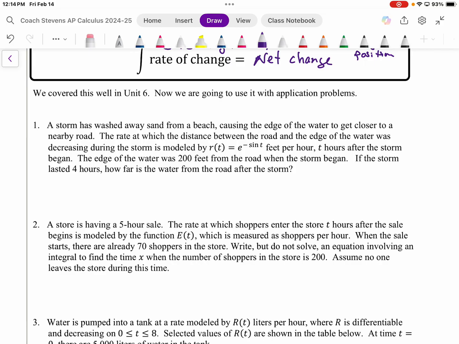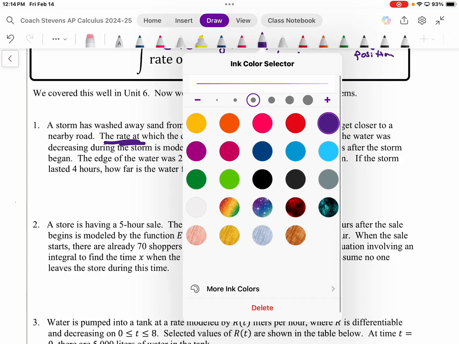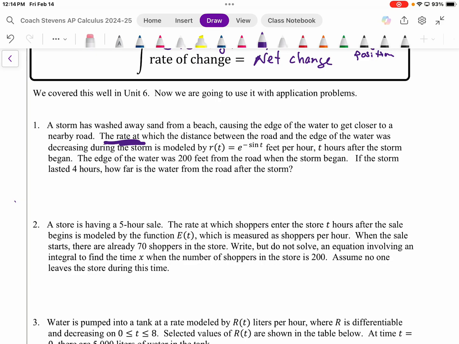The rate, there, I'm going to underline it. Keep that in mind. The rate at which the distance between the road and the edge of the water was decreasing. Decreasing. During the storm, and is modeled by that equation, R of t equals e to the negative sine t, feet per hour, t hours after the storm began. The edge of the water was 200 feet from the road when the storm began. There's my initial start, 200 feet at the beginning. If the storm lasted for 4 hours, how far is the water from the road after the storm?